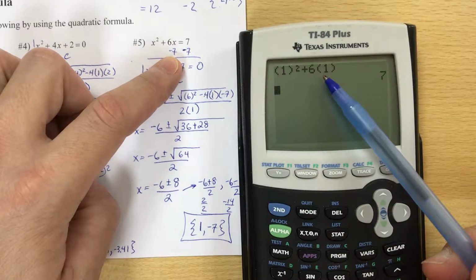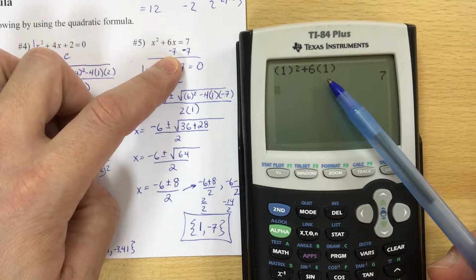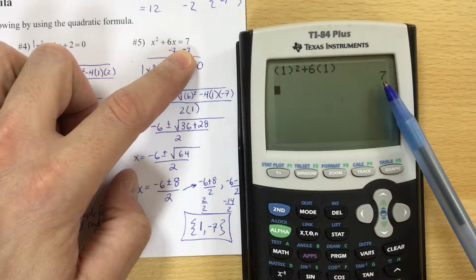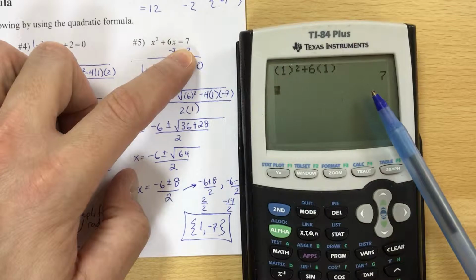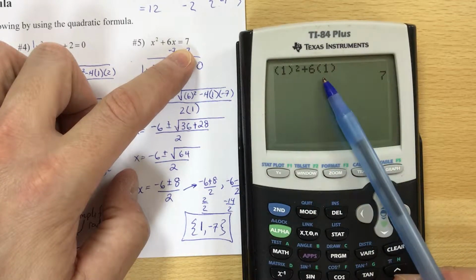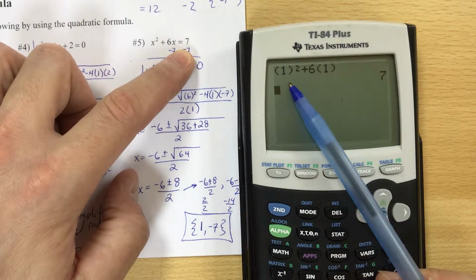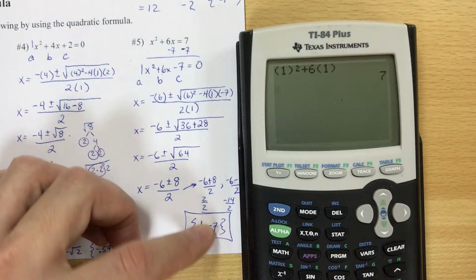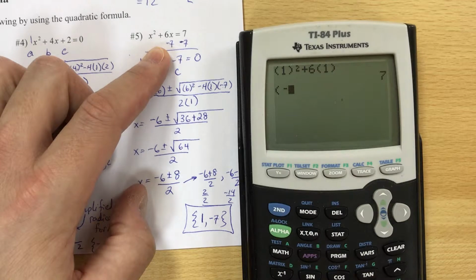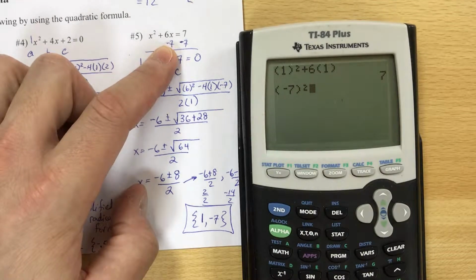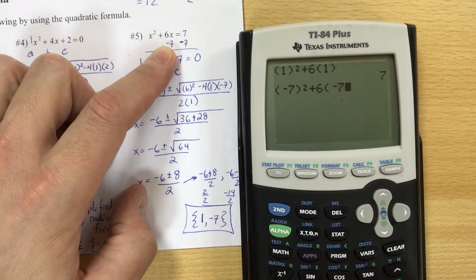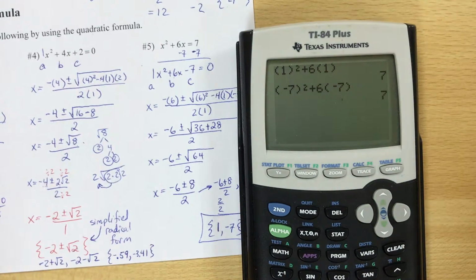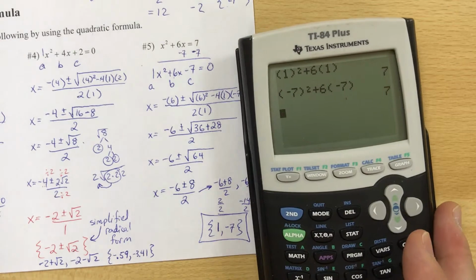Now, I didn't mean to make that mistake, but actually I'm glad I did, because as soon as I got a number that was different from 7, from the right side, I knew something was wrong. Either I mistyped or I solved it wrong. In this case, I mistyped it. Now it's okay. And then if I try negative 7, we would do negative 7 squared plus 6 times negative 7. Does it give us the right-hand value? Check. Okay, so those are the two solutions.